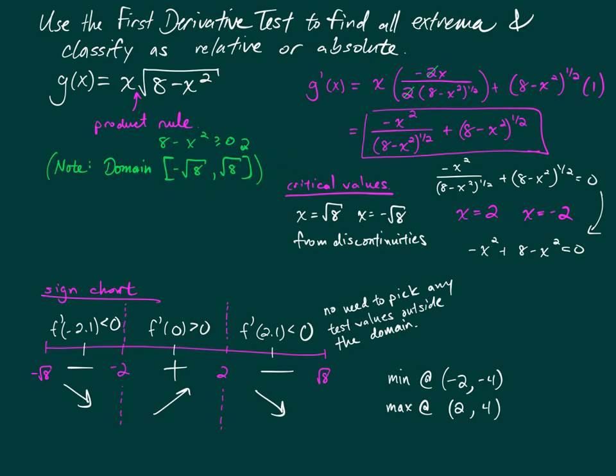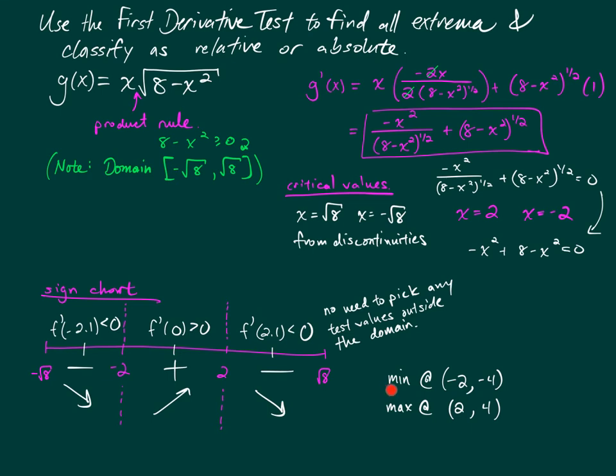So we just have to find some values that are between negative 2 and negative square root of 8. So I just picked negative 2.1. Between negative 2 and positive 2, I picked 0 because that's generally an easy number to work with. And I picked positive 2.1 over here. So when I evaluated the derivative at all three of these values, I got negative and positive and negative left to right, which meant it was decreasing, increasing, and decreasing from left to right.